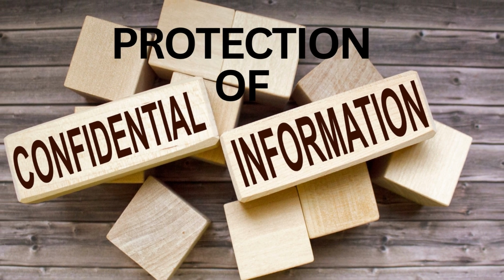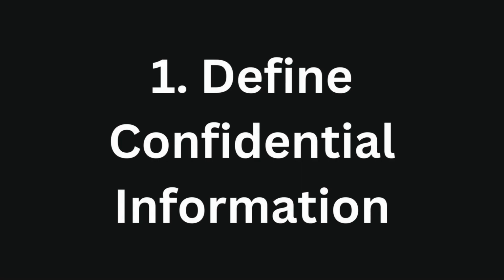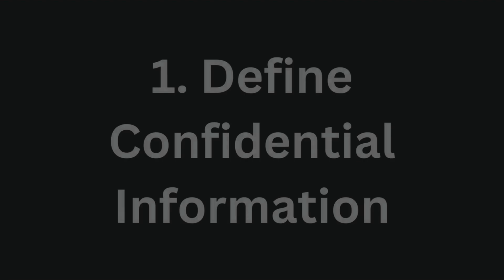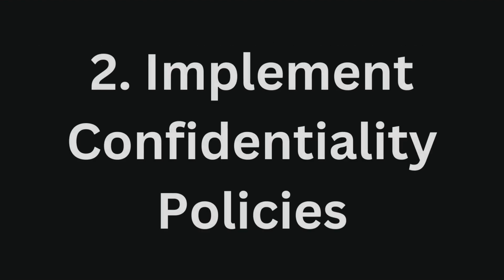Now let us discuss some important do's for employers when implementing the protection of confidential information. Number one, define confidential information. Clearly define what constitutes confidential information in your organization. This includes specifying the types of information such as trade secrets, client data, or proprietary systems that should be treated as confidential.